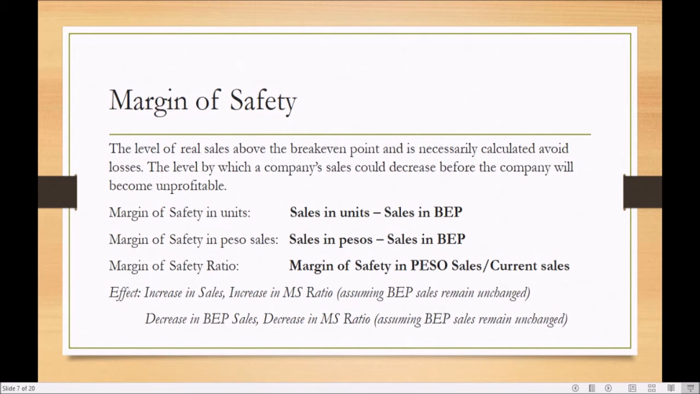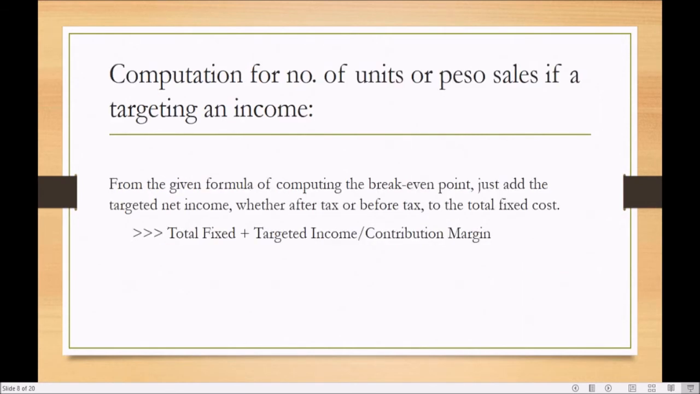Okay? So, hopefully, you understood what margin of safety is. Okay? Next, computation for number of units or peso sales if targeting an income. What if the company wanted you to compute the number of units or peso sales to be achieved, given a targeted income?